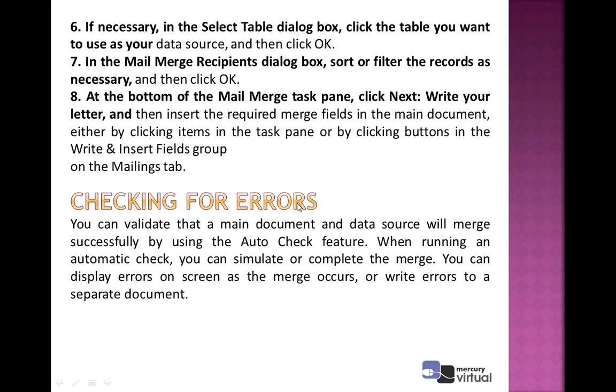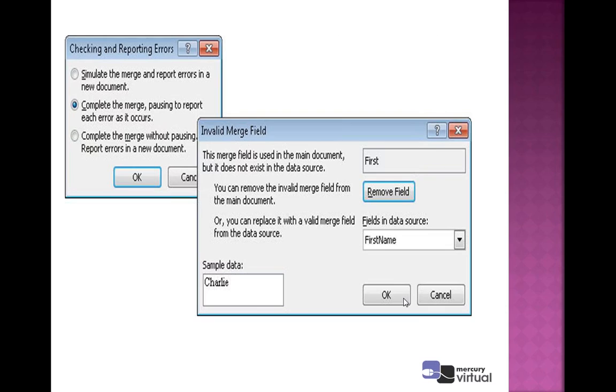Now, next point is checking for the errors. This says you can validate that a main document and data source will merge successfully by using the auto check option. Means you can automatically check the mail merge operations by using the auto check feature. When running an automatic check, you can simulate or complete the merge. You can display errors on screen as the merge occurs or write errors to a separate document. So this is how you can perform the automatic checks for errors.